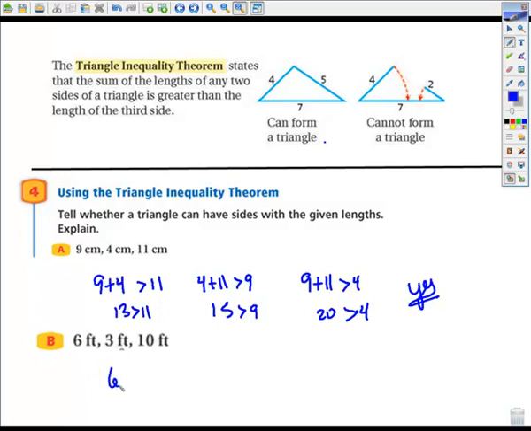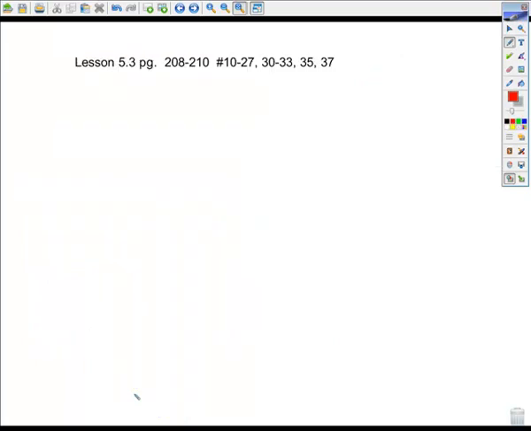Let's try this one. 6 plus 3, is that greater than 10? 6 plus 3 is 9. Uh-oh, it's not greater than 10, which is kind of nice we found it right away. We just put a little slash through it. So this answer is no. We don't even have to go further because the first thing that we checked out did not work.